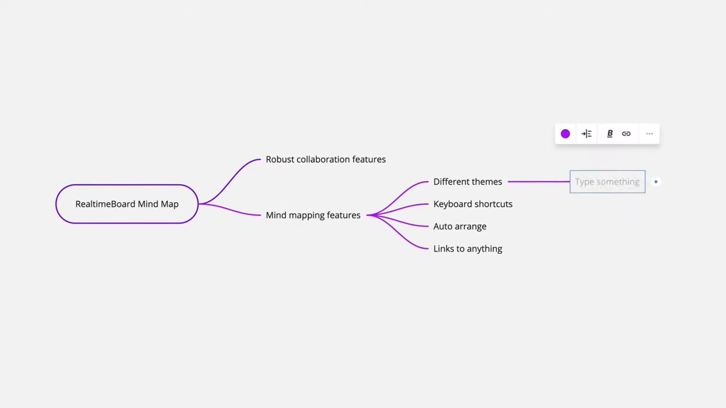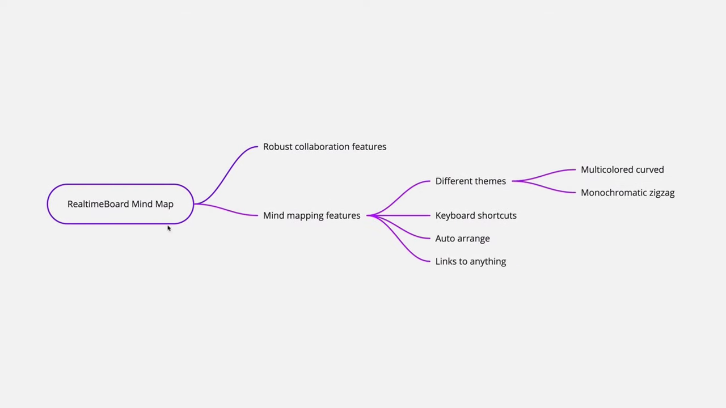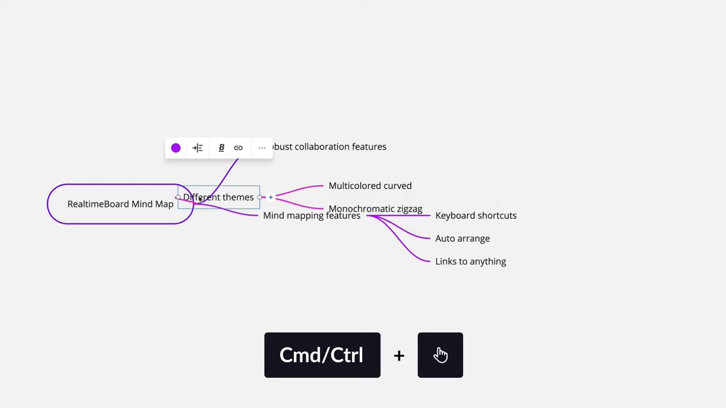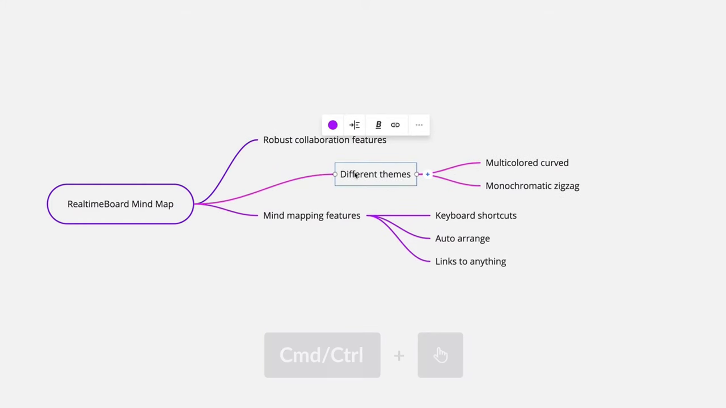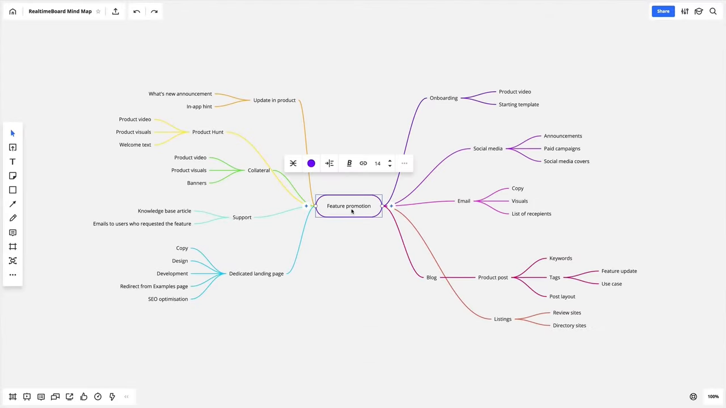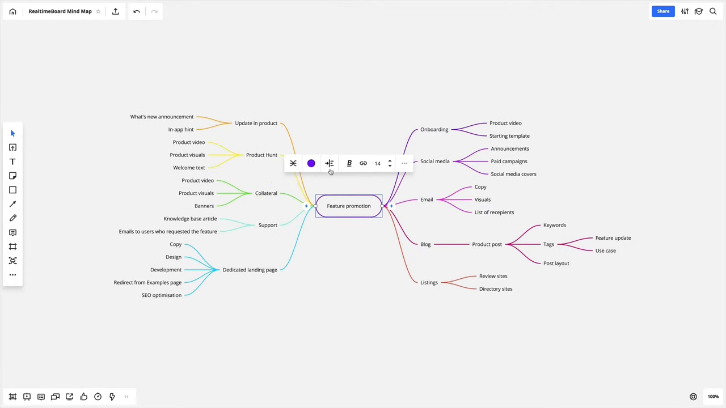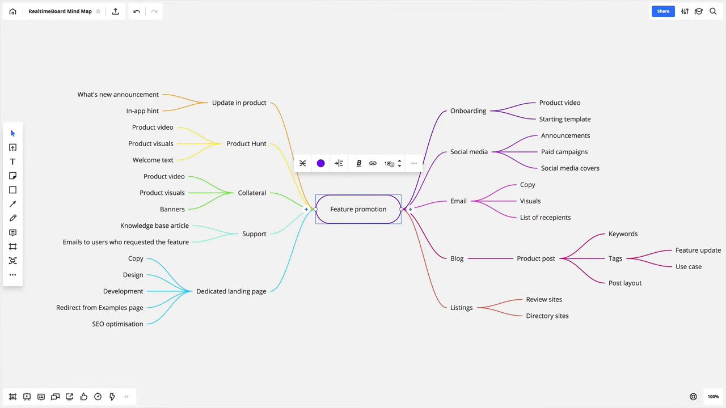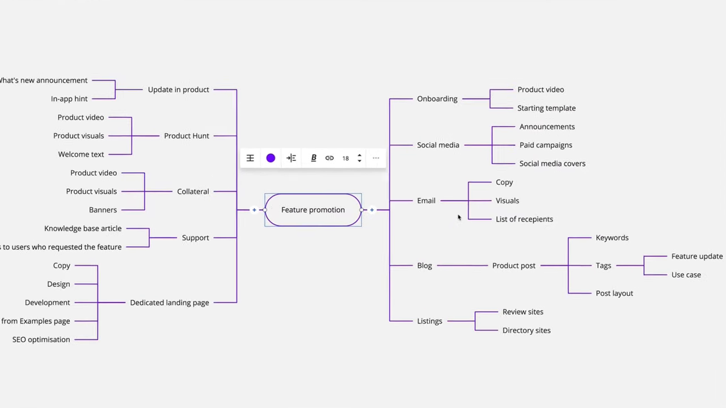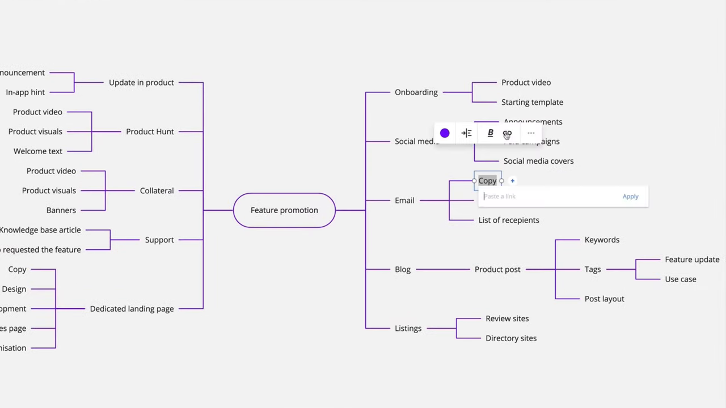To rearrange your map, hold Ctrl or Command and drag any element around. You don't need to be a designer to end up with a mind map that looks neat. Magically auto-arrange the map. Change its size. Choose the theme and colors. Or add links to anything.